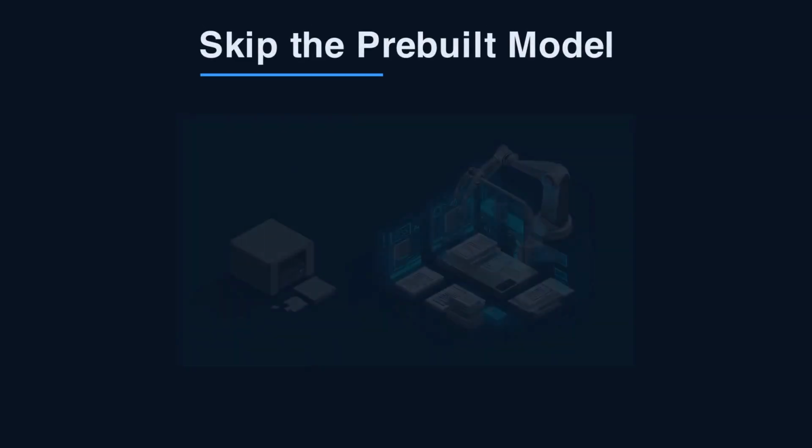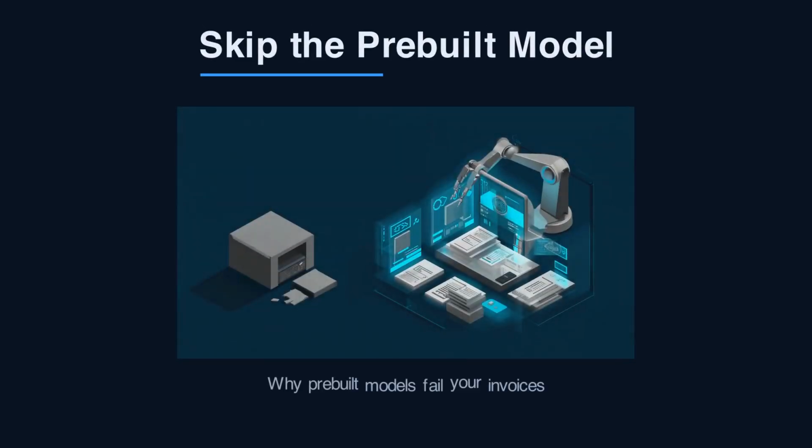The pre-built invoice model breaks the moment vendors use odd layouts. The fix is a custom neural model trained on 5 labeled samples. This is for engineers extracting structured data from messy PDF invoices. Azure Document Intelligence reaches over 95% field accuracy with clean labels.